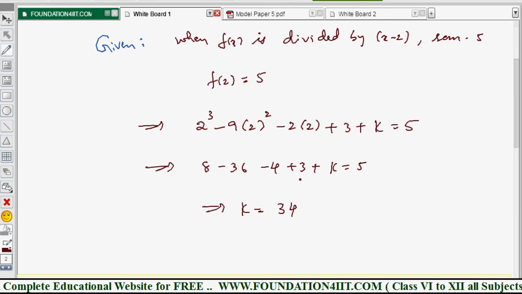Add these 4 numbers and take them to the other side, right? And see, now 34 should be added to this number to get the remainder 5 when divided by x minus 2. That number is 34. And let us take the next question.